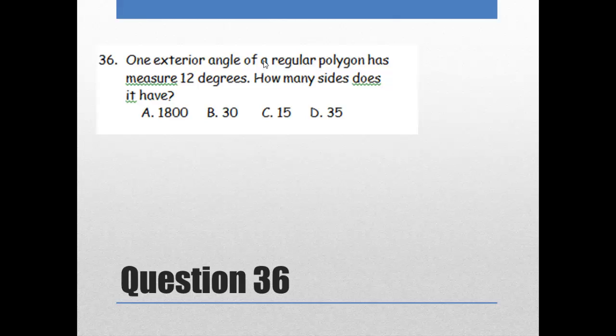An exterior angle of a regular polygon has a measure of 12 degrees. How many sides does that polygon have? Well, we know that all the exterior angles have a sum of 360. So we can take that 360 and divide it by that 12 degrees to find out how many sides it has.